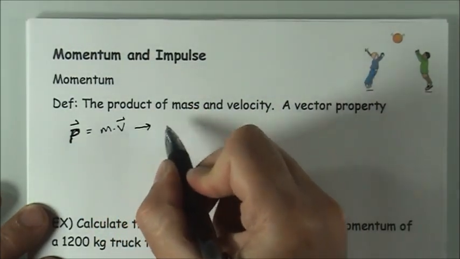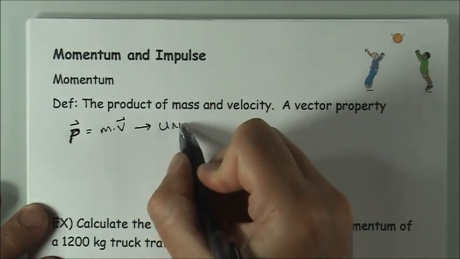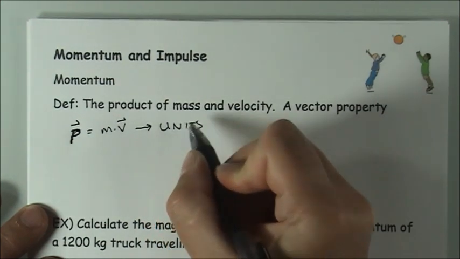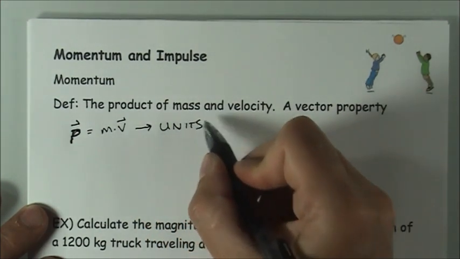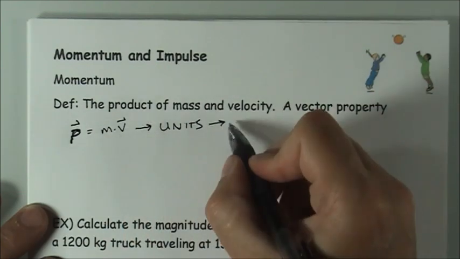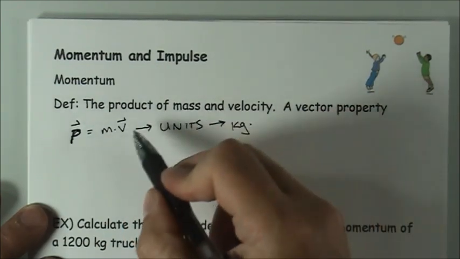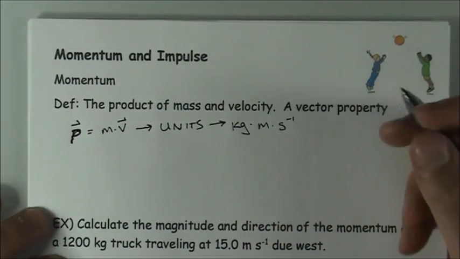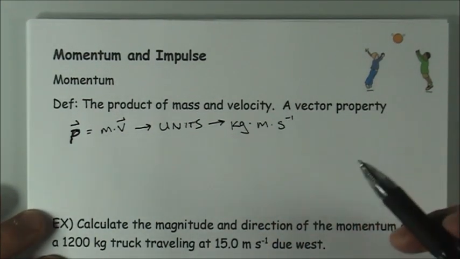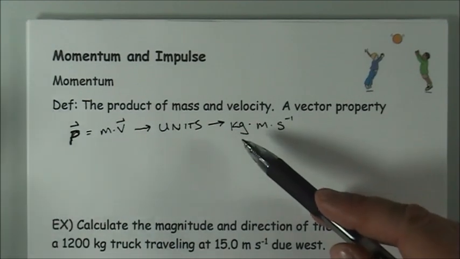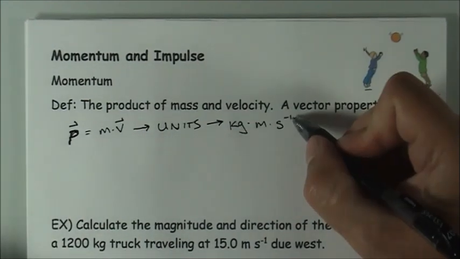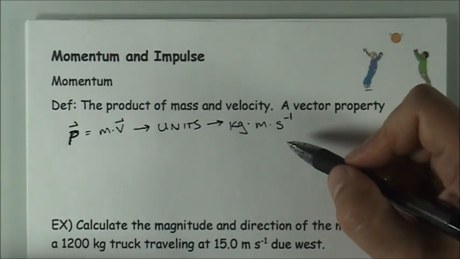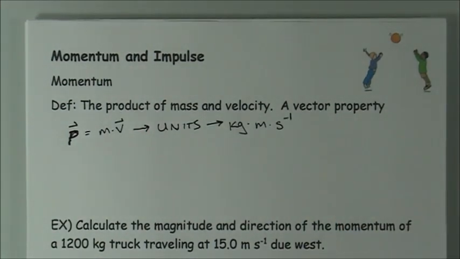If you think about the units for this, then the units would have to be, for mass, that's kilograms. For velocity, that is meters per second. And unlike the units for force, which were similar, kilogram meters per second squared, these units don't get a special designation. So there's no shorter name for it. It's just simply a kilogram meter per second.